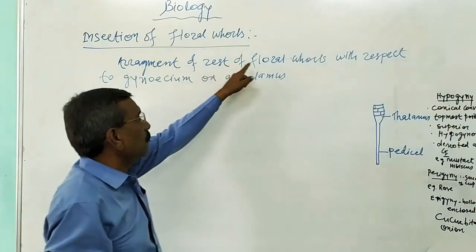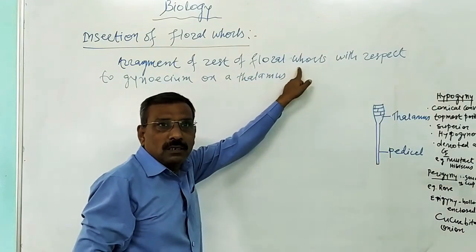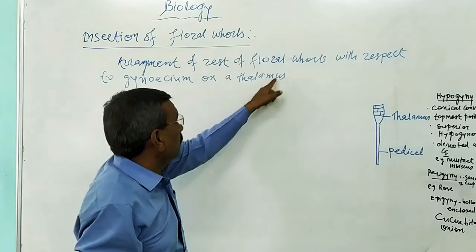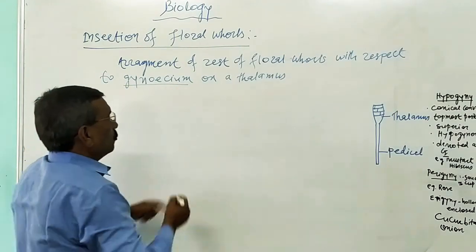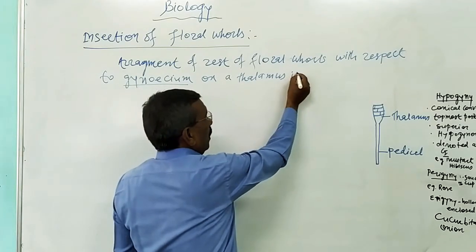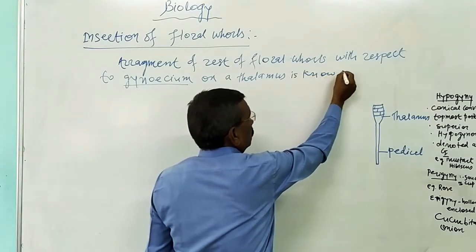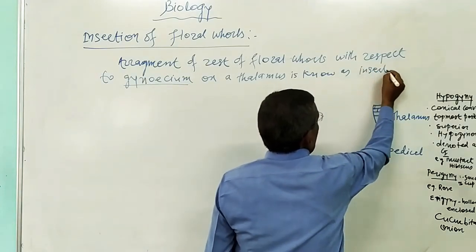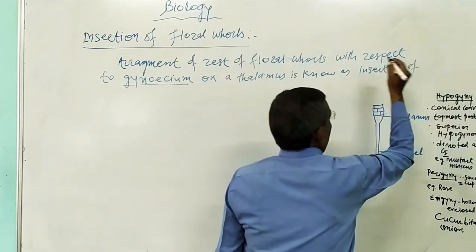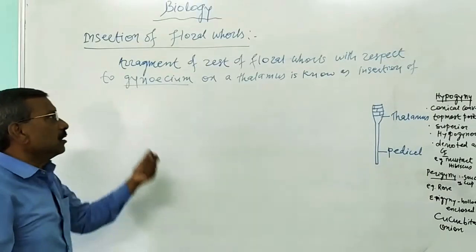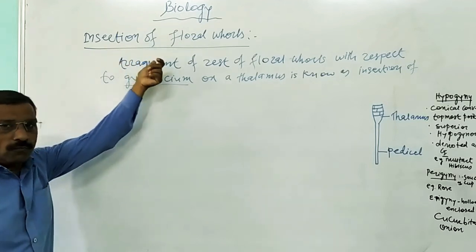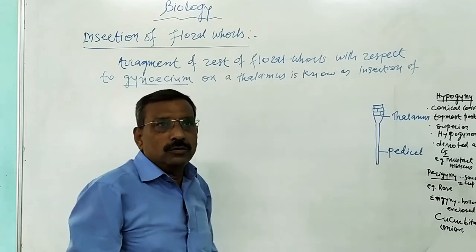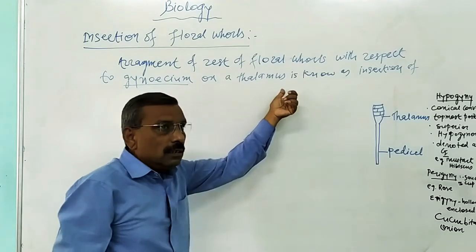Arrangement of the rest of the floral whorls. Rest of the floral whorls means the calyx, corolla, androecium. With respect to what? With respect to the gynoecium on a thalamus, this is known as insertion of floral whorls.